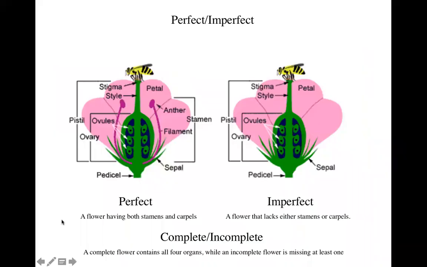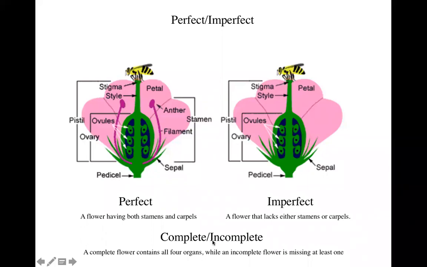Okay, some other important features of a flower include whether they have all of their sexual parts or whether one whorl of their sexual parts is missing. So a flower is thought to be perfect if it has both the stamen and the pistil, okay? Or the carpel is the other word for the pistil. They're imperfect if they're missing or lacking either the male or the female part.